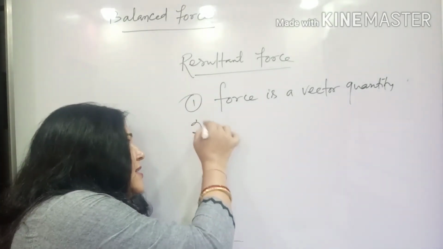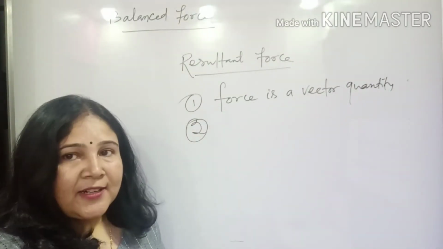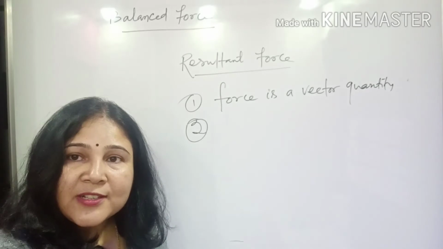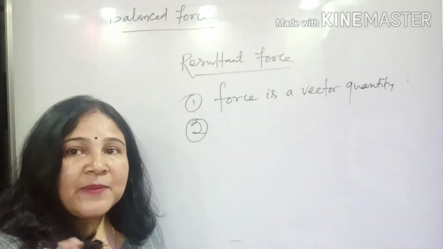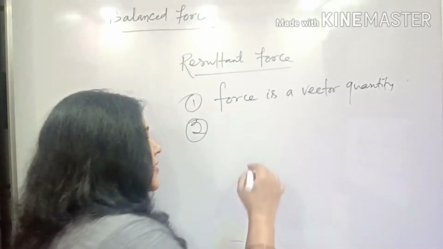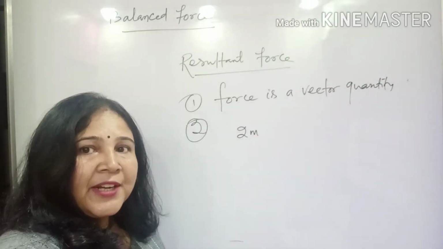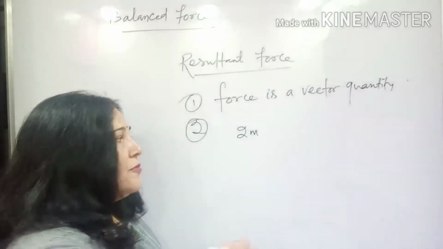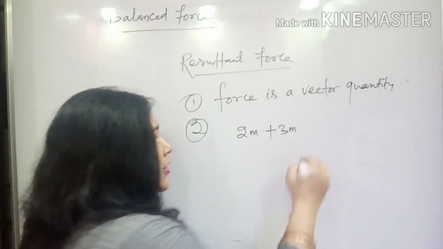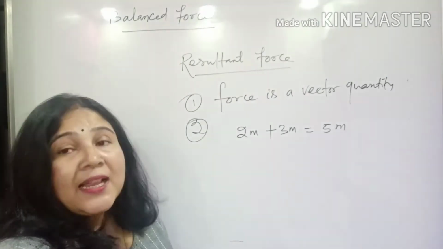Now the second thing: if we are talking about vector quantities, how do vectors get added? Are they added like the normal algebraic mode of addition? No. Scalars can be added by algebraic addition. Let's suppose I take a 2 meter length of wire and tie it with another wire of 3 meter length. What is the total length? The total length will be 5 meter. This is the algebraic mode of addition.